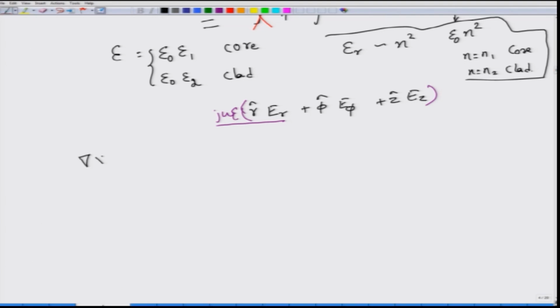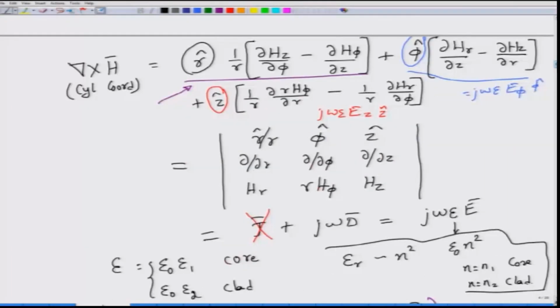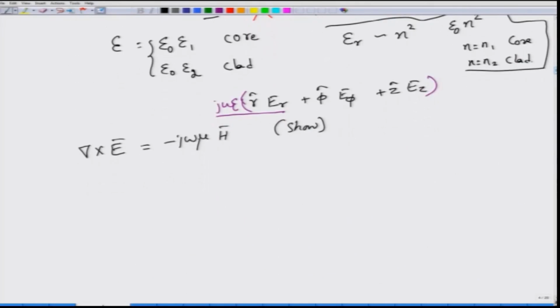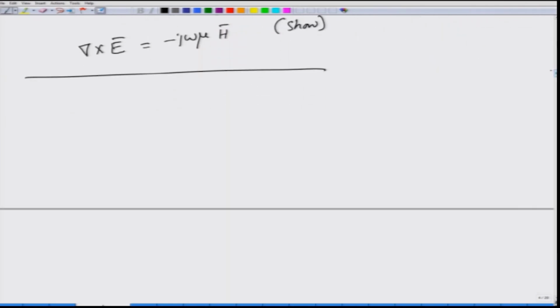Then you also have Faraday's law, which is del cross E is equal to minus j omega mu H. I will leave this as an exercise to show. So, del cross E again will have the same 3 variables. In place of H you can simply replace E, and you will have to equate this one to the right hand side. In the right hand side you will have minus j omega mu H. Let me just write down this one so that you see all the equations at one side.